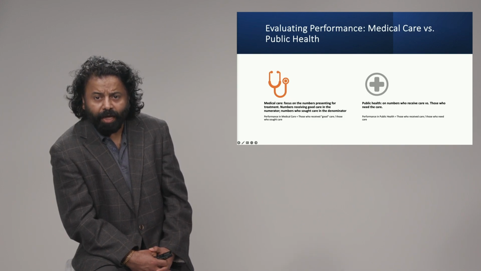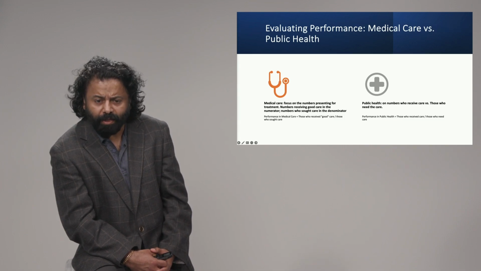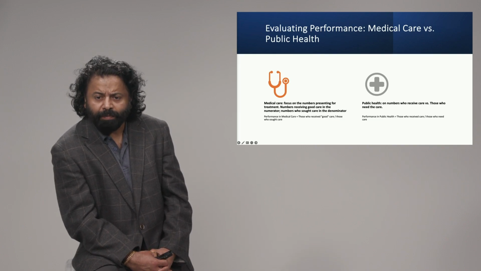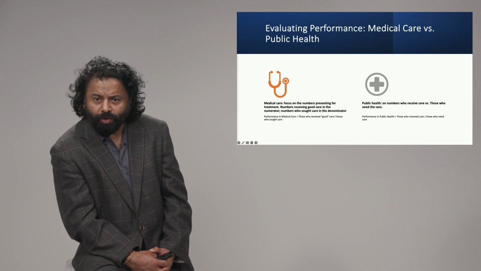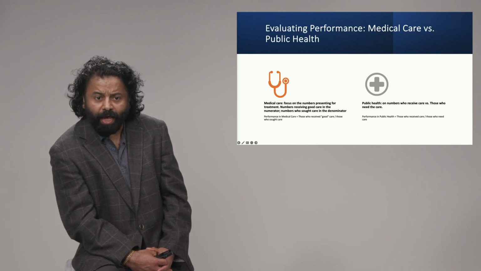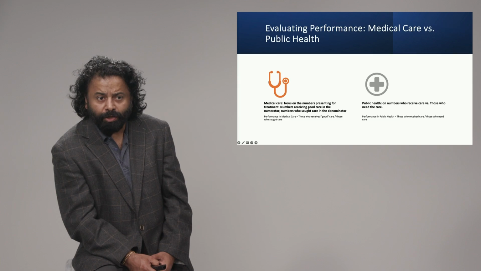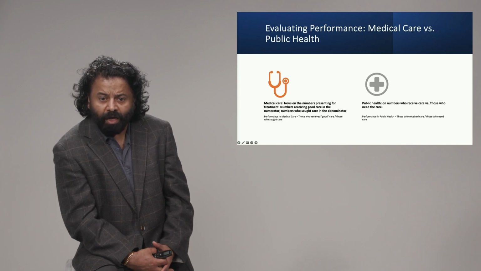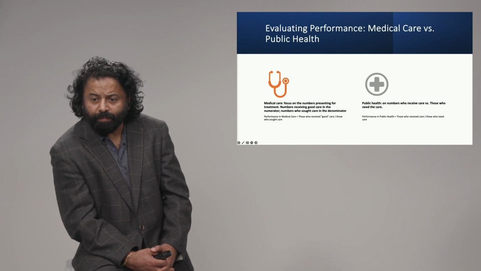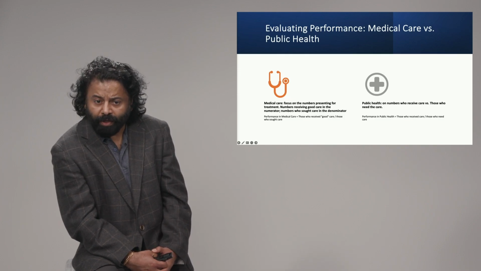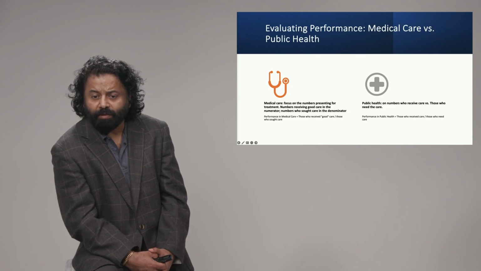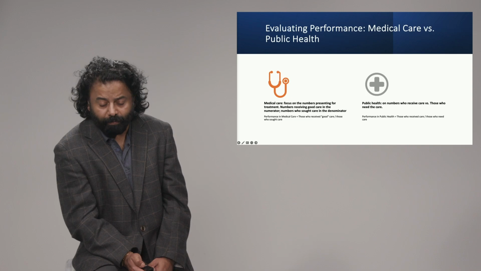There is a difference in evaluating performance from a medical care versus a public health perspective. The medical care perspective is focused on those treated: those who received good care as the numerator, and all those who sought care as the denominator. The public health perspective compares those who received care to those who need it. So medical care performance is those who receive good care divided by those who sought care, while public health performance is those who receive care divided by those who need care.